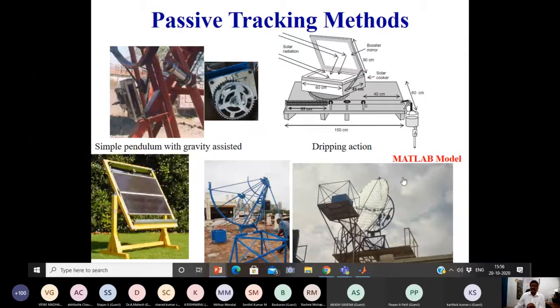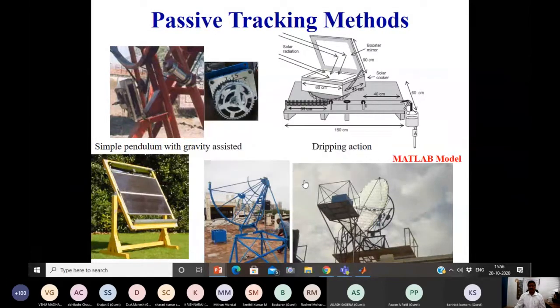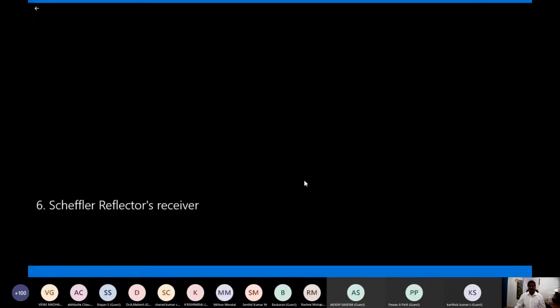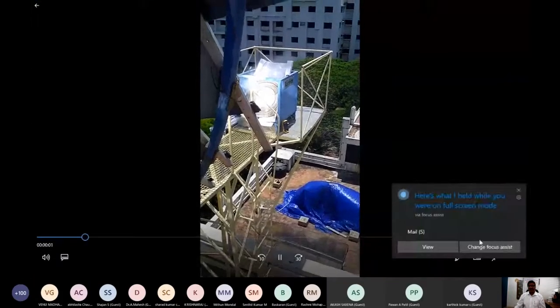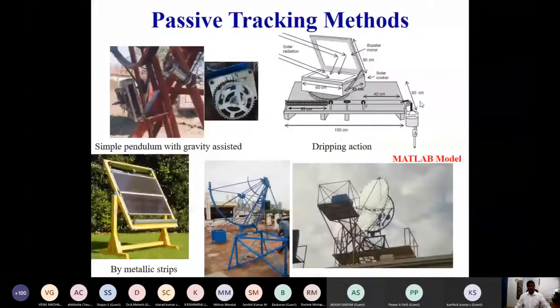Our dripping action is also almost gravity based, like the pendulum mechanism, a gravity assisted mechanism. The potential energy is transferred by means of change in weight, and that is driving this solar cooker. You can see the box type solar cooker, it is moving from one point to the other point. In 1 minute, let me show this Scheffler reflector. I already showed the Scheffler reflector.